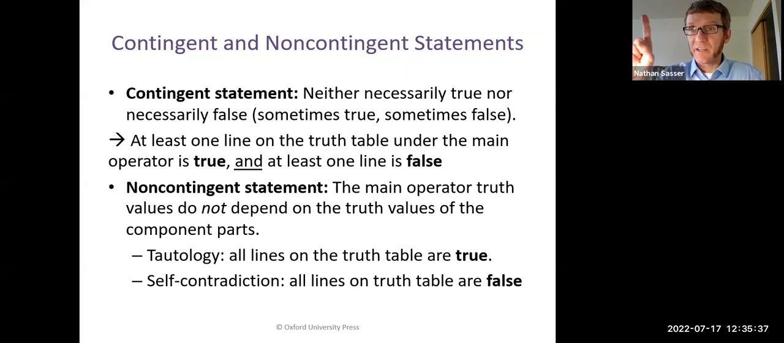So you've got contingent and non-contingent statements. Contingent statements are going to have a mix of true and false truth values. Non-contingent statements are either going to be all true or all false. If they're all true, they're tautologies. If they're all false, they're self-contradictions.